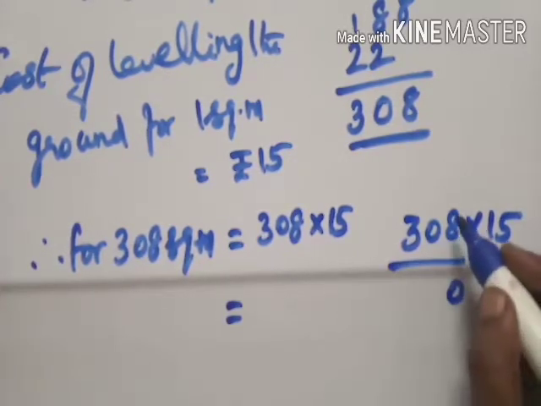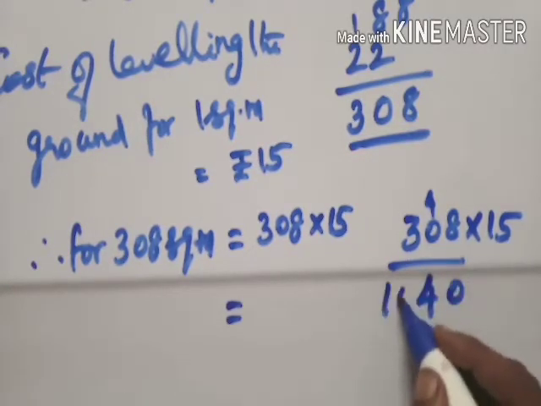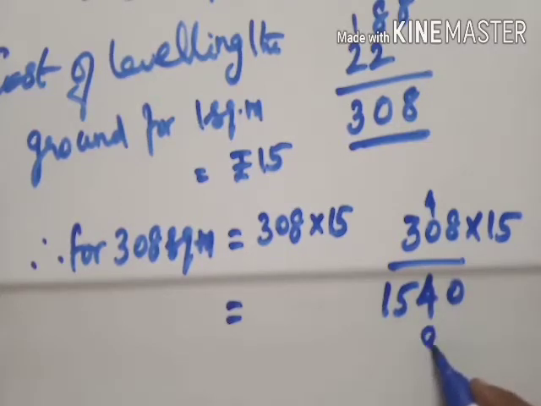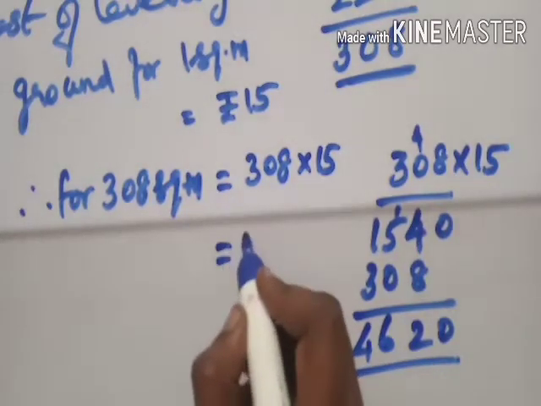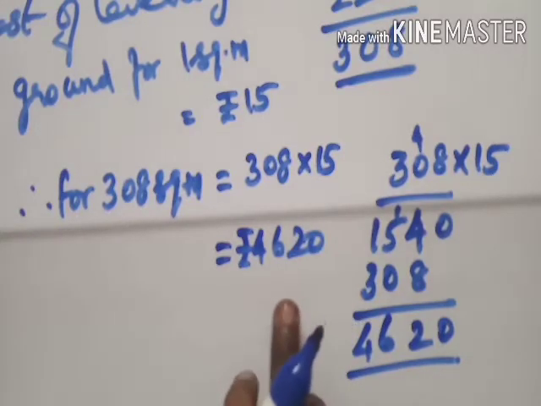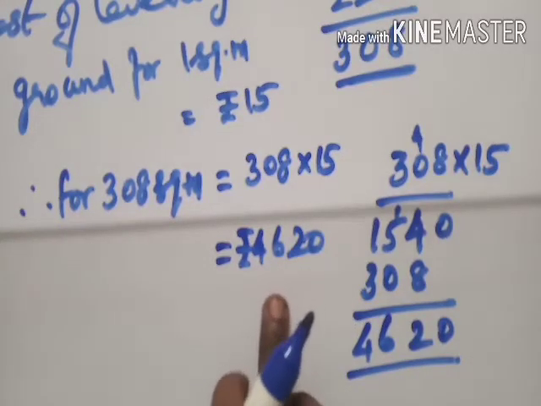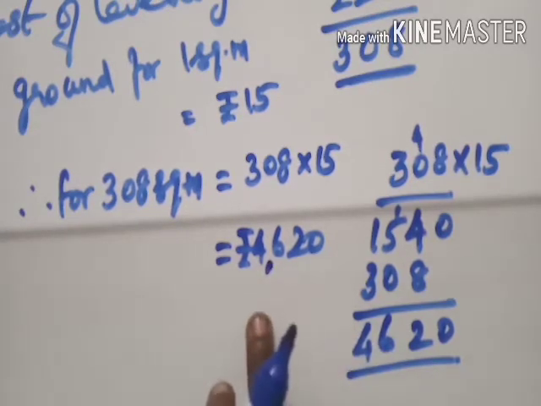308 into 15, rough work. 8 5s are 40, balance 4. 5 into 0, 0, 0 plus 4, 4. 5 3s are 15. 1 8 is 8, 1 into 0, 0, 1 3 is 3. Right, 0, 8 plus 4, 12, balance 1. 5 plus 1, 6. 3 plus 1, 4. That is rupees 4,620. So how much cost do we need to level that parallelogram shaped ground, Kana? 4,620 rupees. Right? Am I clear?